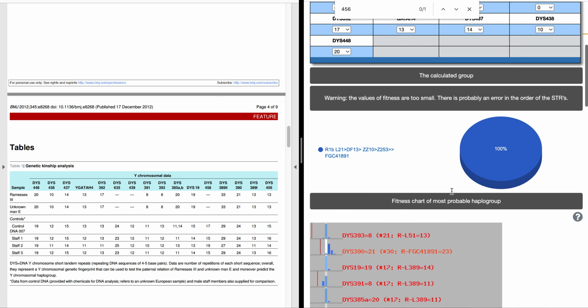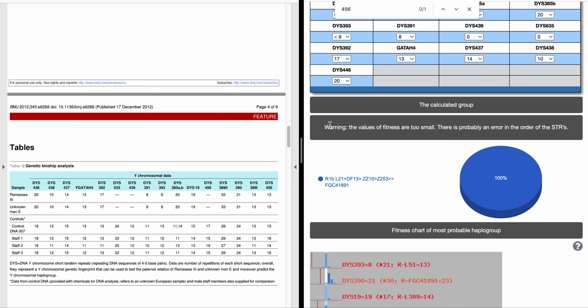One thing it does say is a warning: the values of fitness are too small, there is probably an error in the order of the STRs. Meaning there's not that many markers. I believe there's only 16 markers labeled right here. 1, 2, 3, and so on up to 17. So I wonder if they're counting this as 1.